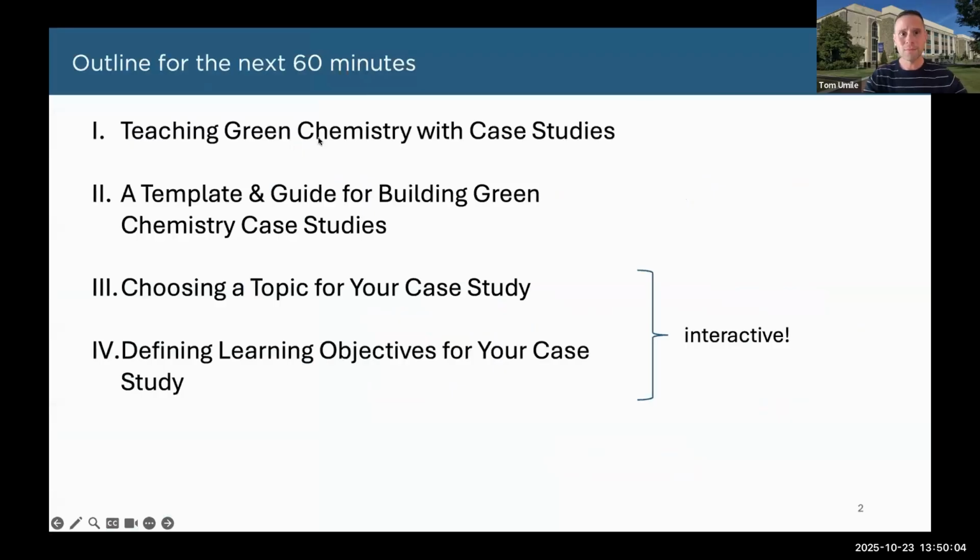Oops, let me get my slides. We'll start with a brief background on green chemistry and case studies. Probably needs no introduction based on the last hour discussion that we had, but we'll breeze through that. And then we'd like to introduce you to some of the tools that we built to help folks make their own green case studies. Then we'll move into a more interactive portion of our session where we'd like you to start thinking about what case study you might want to build based on a real world example that you know, and then what you'd want your students to learn from that lesson.